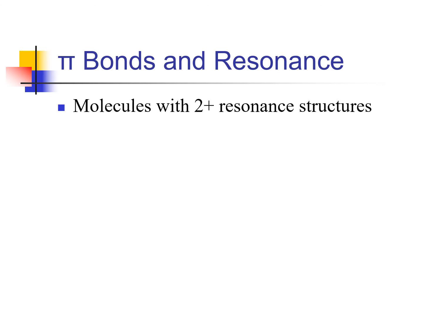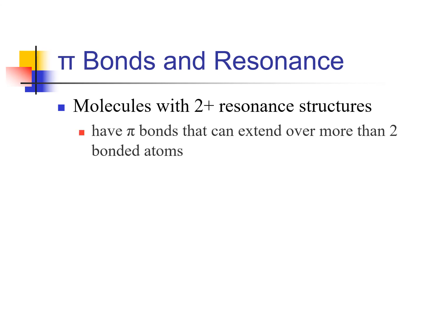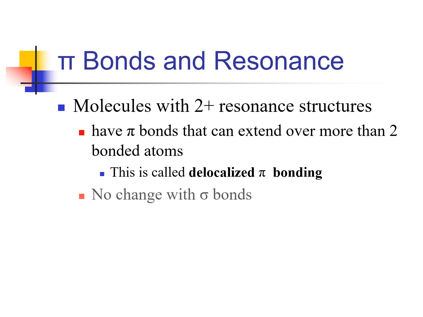Now, there's an interesting thing that happens with pi bonds in resonance. So if a molecule has resonance, its pi bonds can actually extend for more than the two bonded atoms. So this is actually what's happening in resonance. We call this delocalized pi bonding. And I have a picture of this on the next slide.